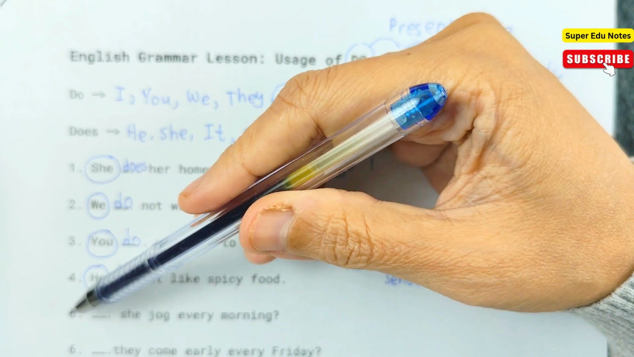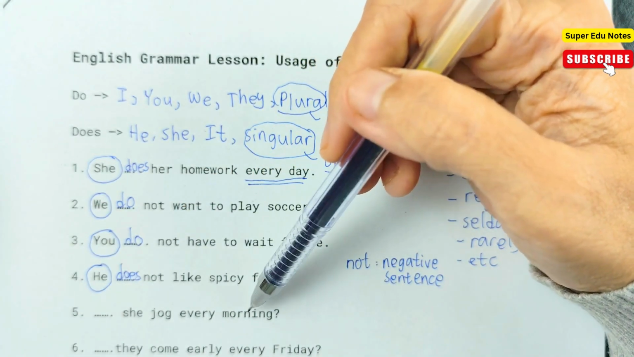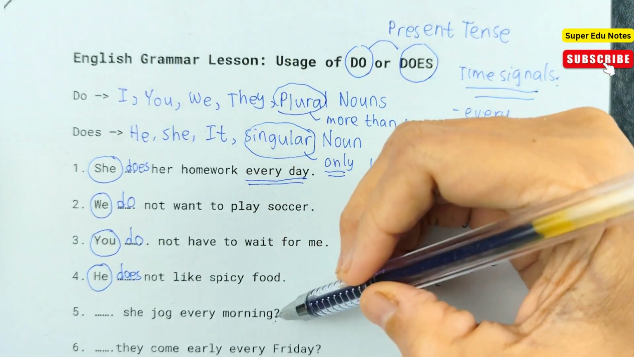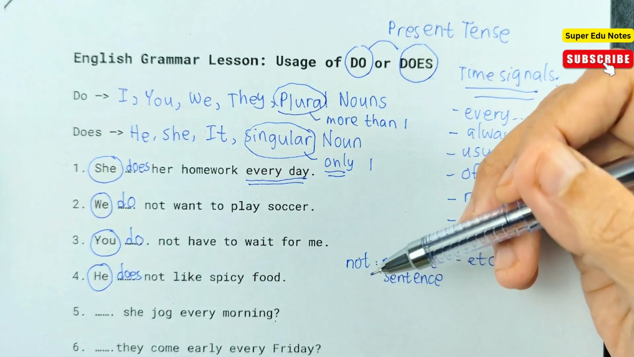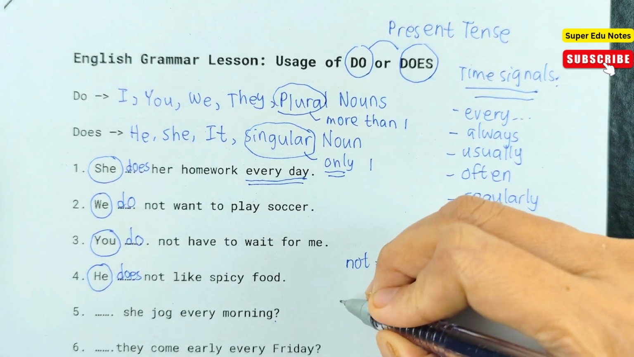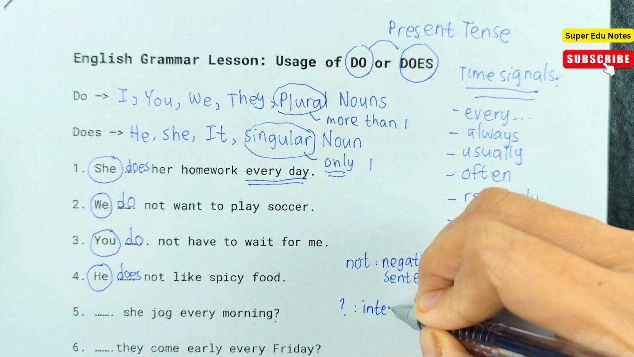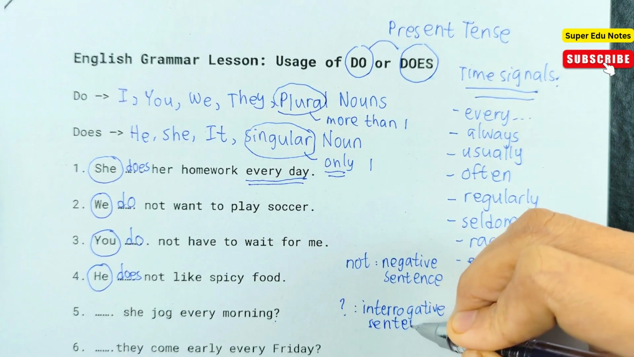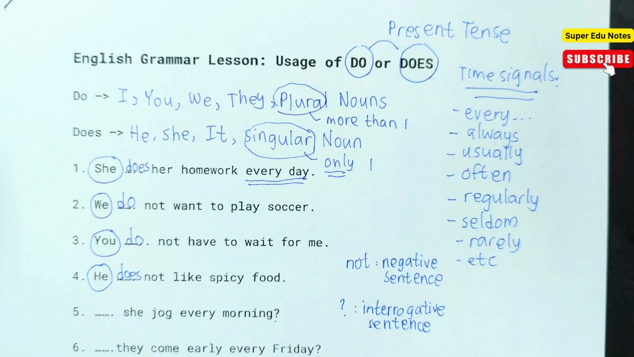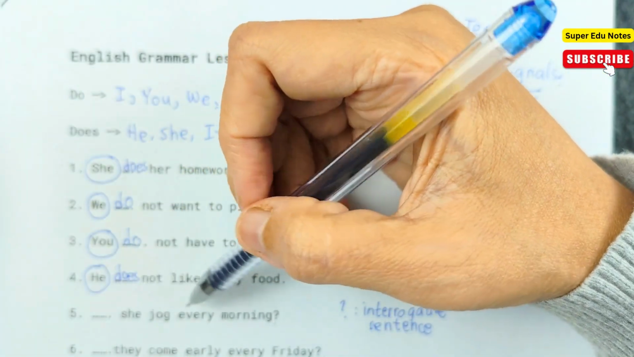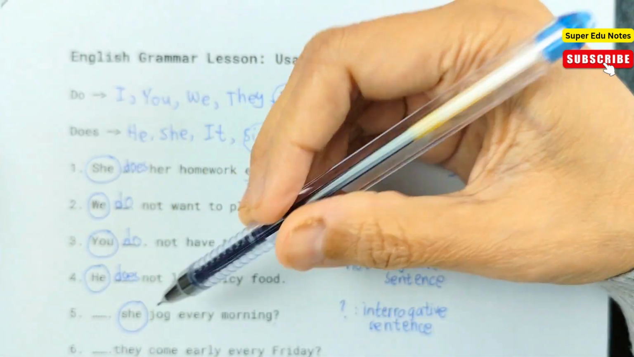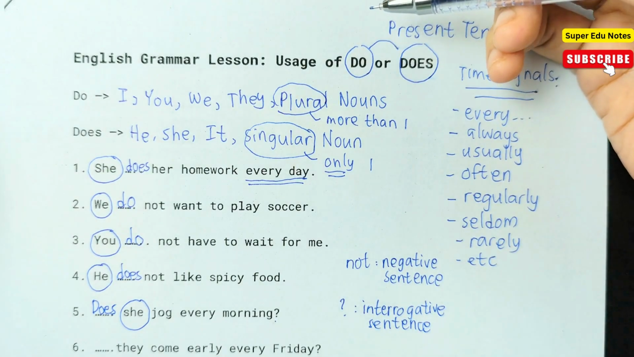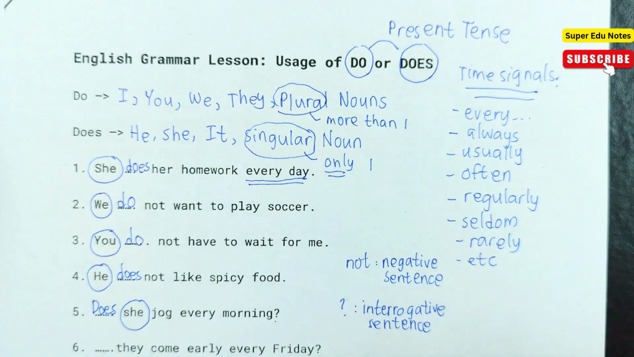Number 5, blank she jog every morning. There is a question mark in here. So this is not a negative sentence, but this is a question or interrogative sentence. There's a question mark. So what is the subject in here? She. So because she is the subject, we have to use does. So the sentence becomes, does she jog every morning?